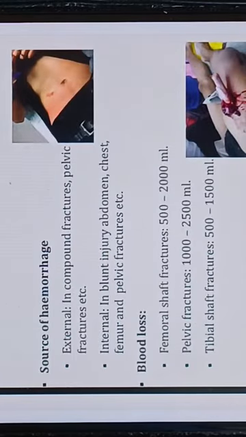And coming to what are the sources of hemorrhage? Hemorrhage is external in compound injuries, internal in blunt injuries of the abdomen, chest, and pelvic injuries. And blood loss in femoral shaft fractures is 500 to 2000 ml, pelvic fracture is 1000 to 2500 ml, and tibial shaft fracture is 500 to 1500 ml.